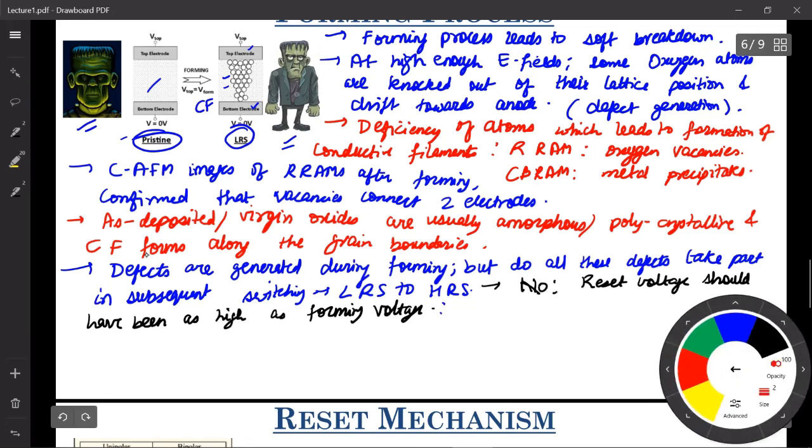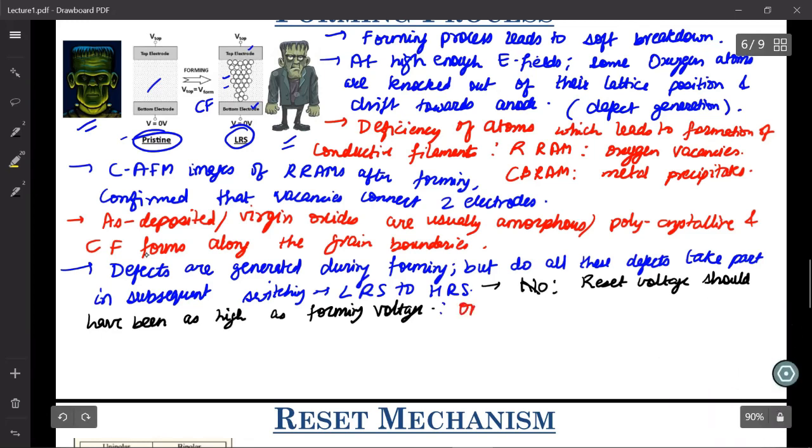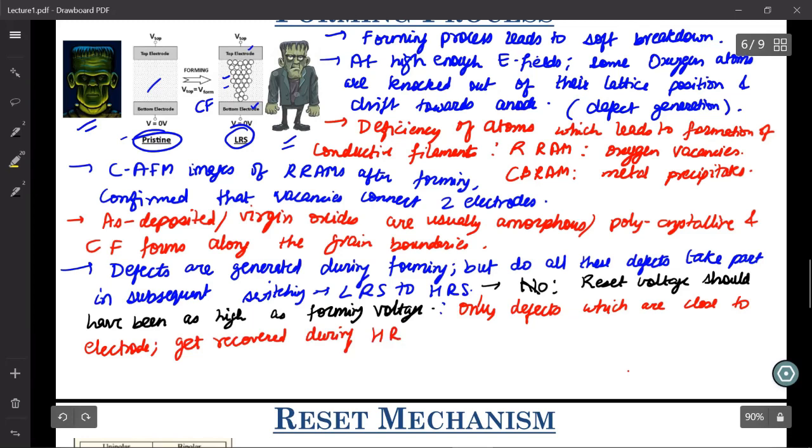Let me use the red pen for that. So the reason is, only the defects, or only the vacancies which are close to the electrode, take part or get recovered during the HRS switching or reset process.